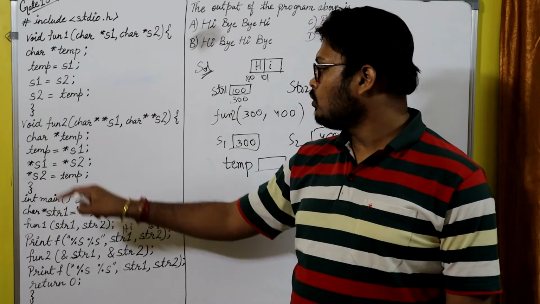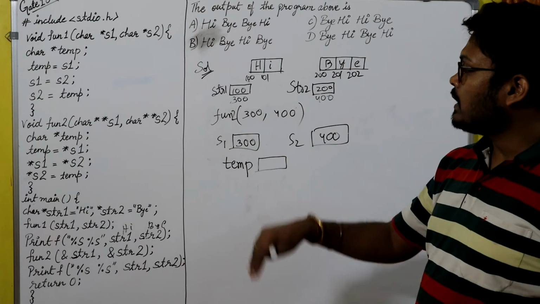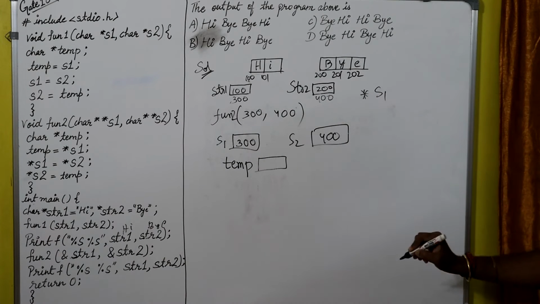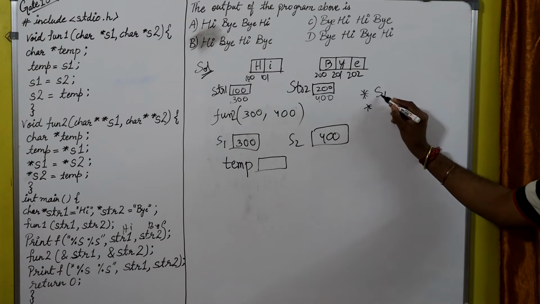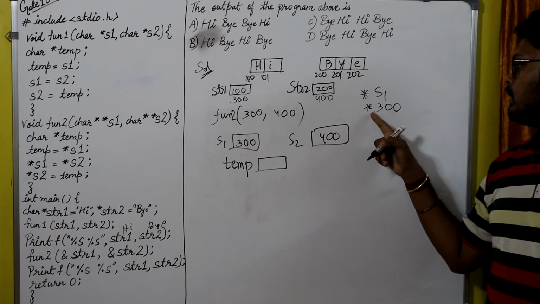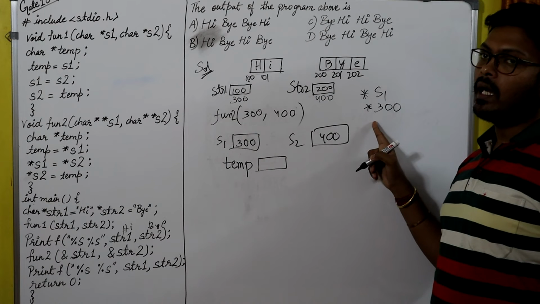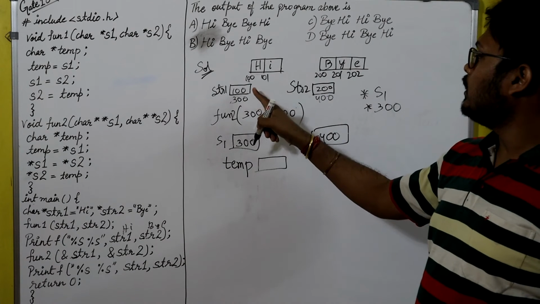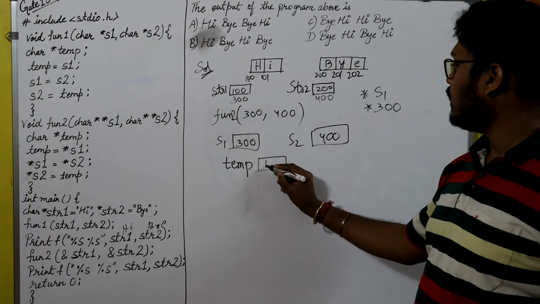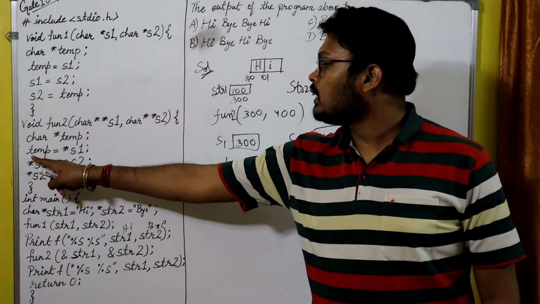So now let's come here. Temp is equal to star of S1. So temp contains the value; star of S1 will be assigned to the temp. So what is star of S1? I'm writing here. What is S1? S1 is 300. So just write 300 in place of S1. What is the meaning of star of 300? It is a dereferencing operator. Star of 300 means the value at the address 300. So what is the value at the address 300? 100. So temp will contain 100. Fine. So this line has been executed.